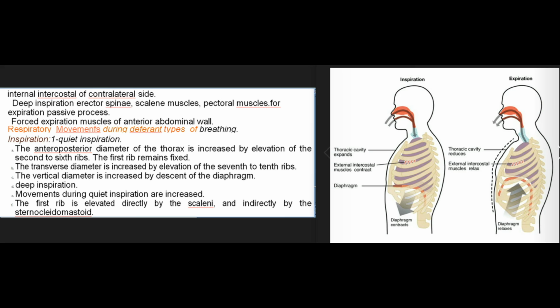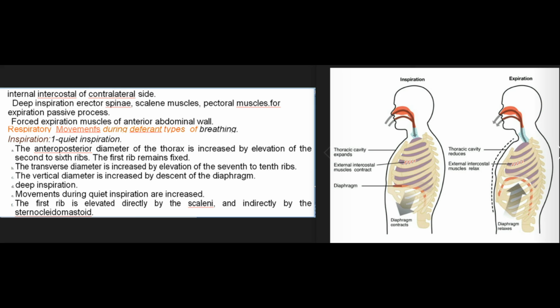Inspiration. 1. Quiet inspiration. The anteroposterior diameter of the thorax is increased by elevation of the 2nd to 6th ribs. The first rib remains fixed. The transverse diameter is increased by elevation of the 7th to 10th ribs. The vertical diameter is increased by descent of the diaphragm.